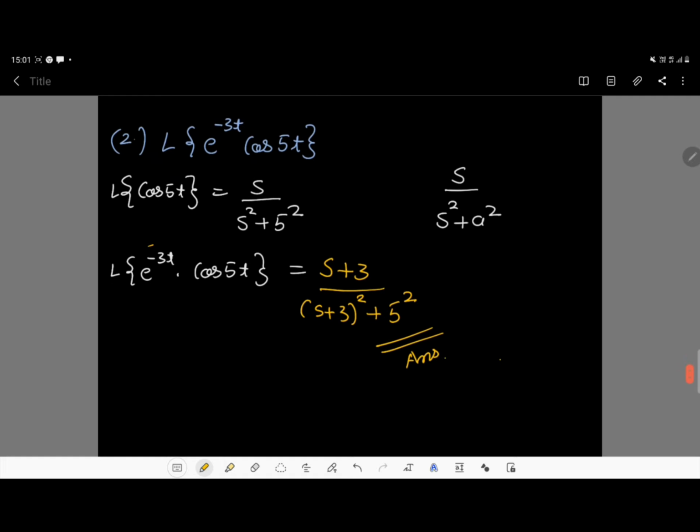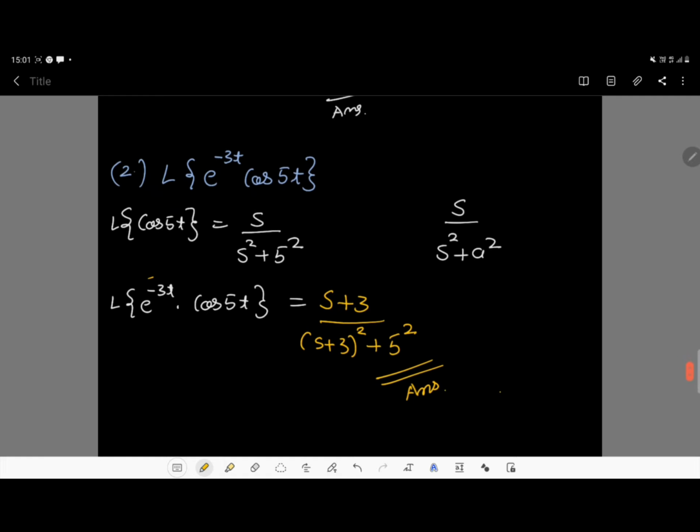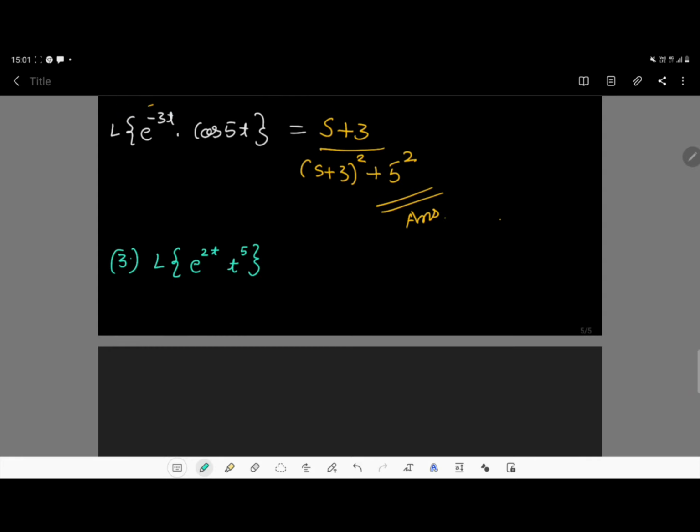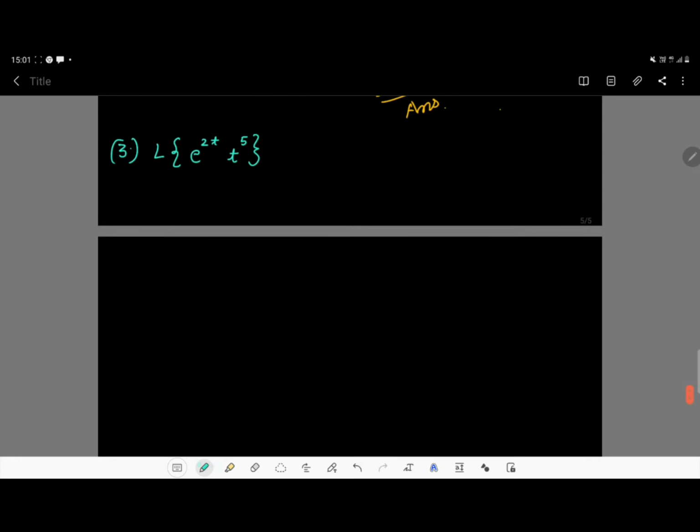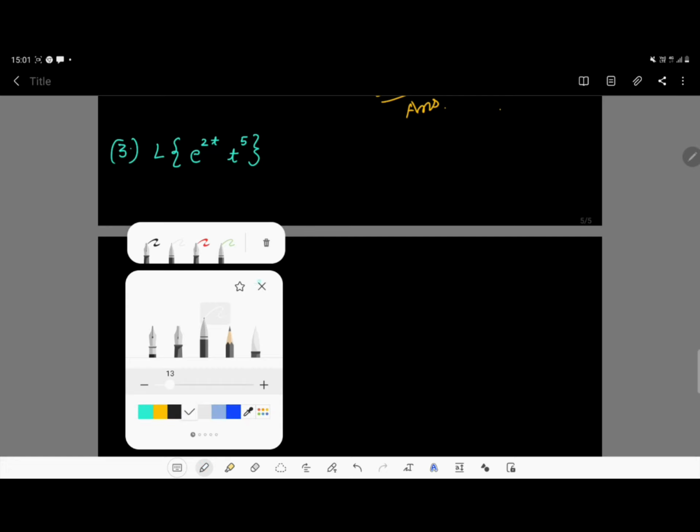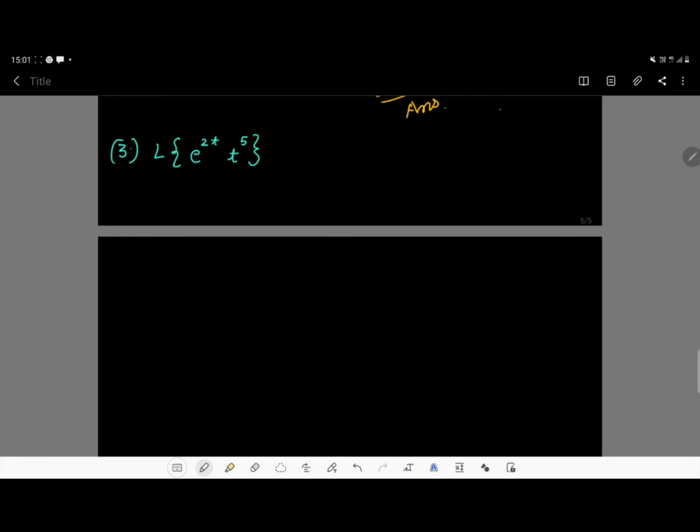Okay, now let's move to the third question. So this is your third question. So let's proceed with this. So now in this case, you have an algebraic function which is, oh sorry, t raised to power 5, right? So Laplace transform first we will find for t raised to power 5, that will be n factorial upon s raised to power n plus 1, which is 6. 5 factorial upon s raised to power 6, right?